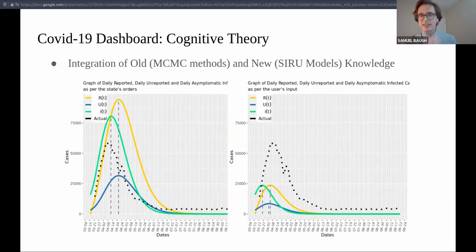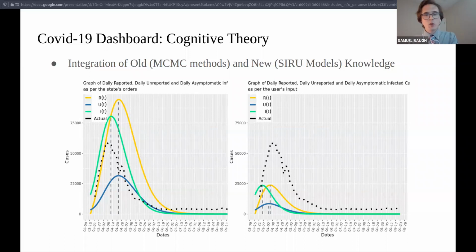So the cognitive theory comes in in that they did a really good job of integrating old knowledge and new knowledge. We had an expert come in and talk to them about new theories that they probably didn't know about before, that not many people outside of epidemiology were thinking about, in terms of disease modeling and how scientists understand how diseases are spread.